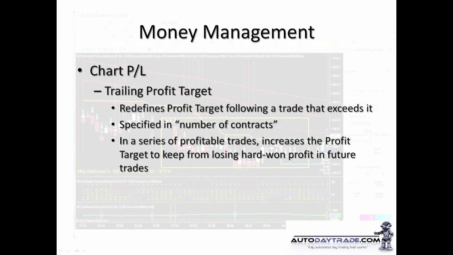The trailing profit target redefines the profit target following a trade that exceeds the profit target. It's specified in number of contracts. In a series of profitable trades, it increases the profit target to keep from losing hard-won profit in future trades. Essentially, it drags the profit target up behind it as your profit increases, thus preventing you from falling below the new profit target in future trades.